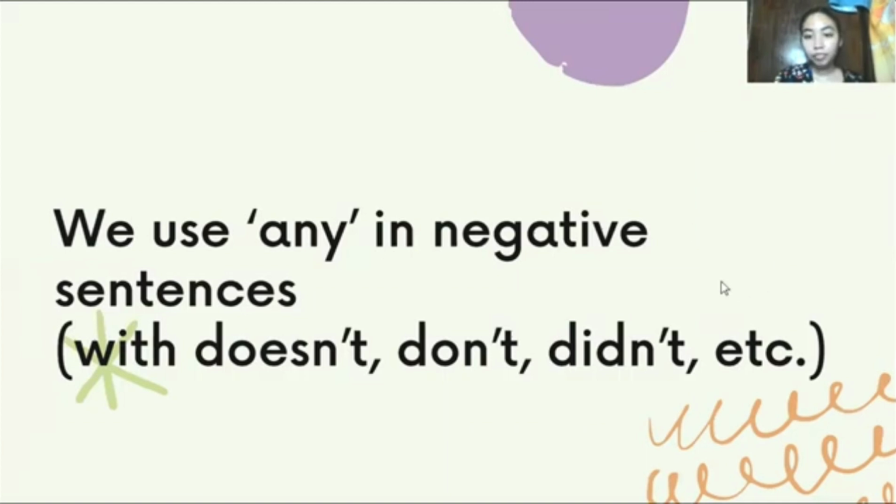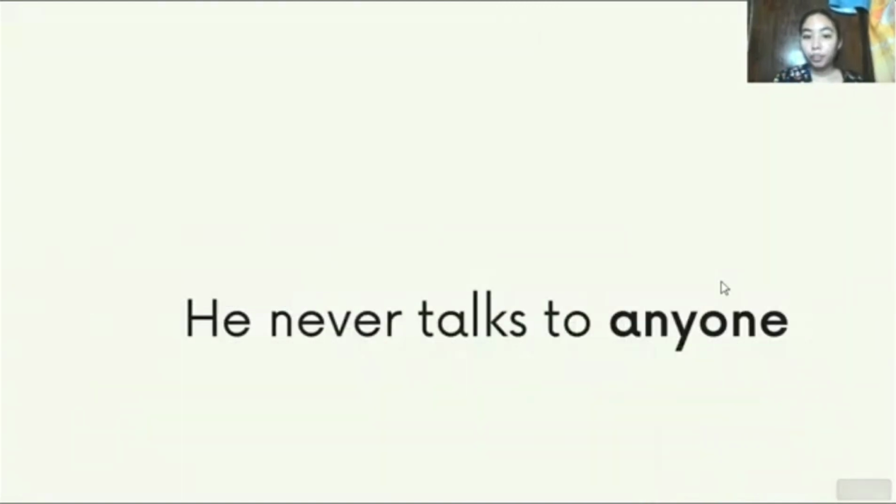Next, for example, he never talks to anyone. Here, the word never is a negative word. So, we use here anyone, whose first word is any, right?